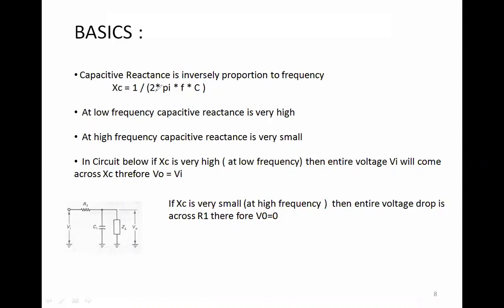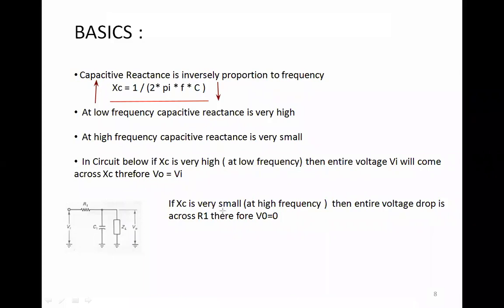You can understand that by this formula, where frequency is in the denominator on the right hand side, and your reactance is on the left hand side. So they are inversely proportional. When one is increased, the other one will decrease, right? So that's an important factor to be remembered. As XC increases, my frequency will reduce.